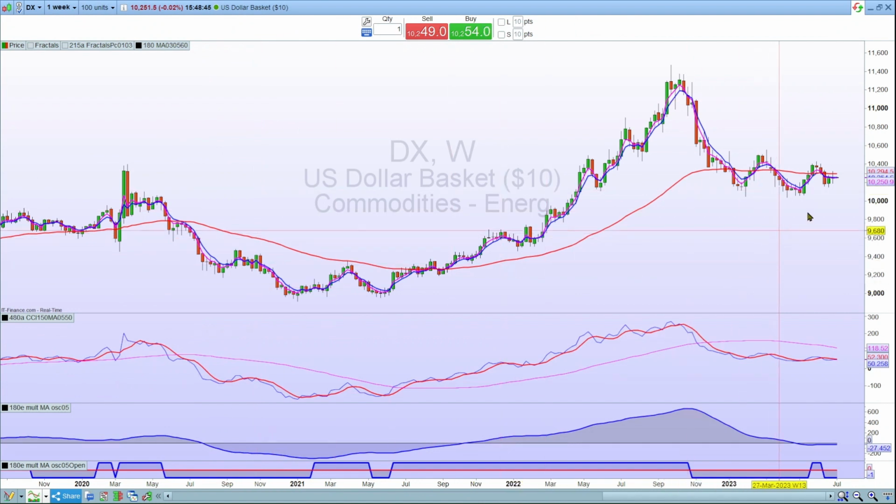First off, on the weekly, you can see here we've got the triple moving average of the price chart, the moving average of the CCI 150, and also our oscillator are showing bearish signals. So it's giving us a bearish signal primarily on the weekly, but you can see there it's pretty flat in this range at the moment.